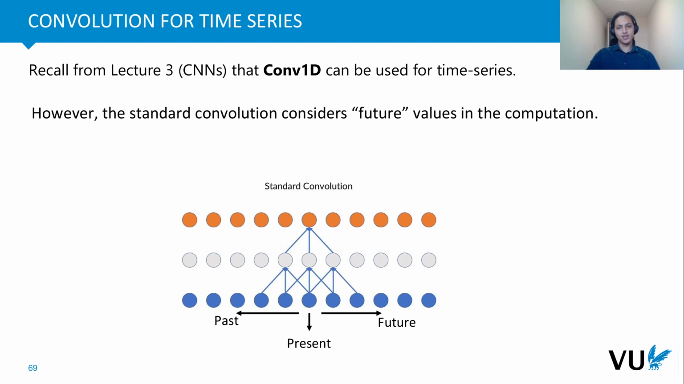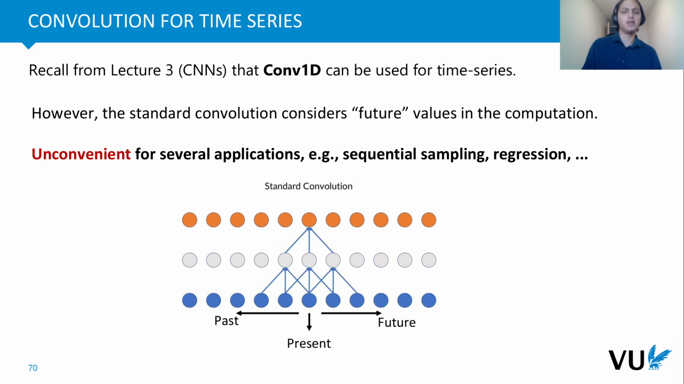But there is a catch here, and it is that this standard convolution formulation considers values from the future while we are computing the value of the present. So when we put the kernel in the center around the position we want to compute, we have some values that are in the past and also some values that are in the future, as illustrated here. And this is an inconvenience for multiple tasks, such as sequential sampling. Imagine that you have a task in which you want to produce text, let's say in real time. Then you cannot really observe the future to get to the value that you want to put out in the present, right?